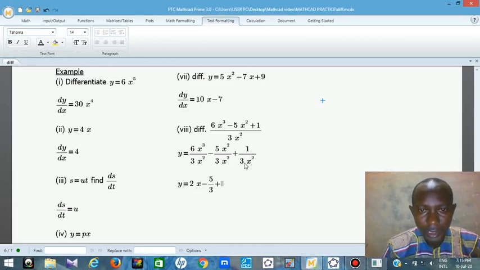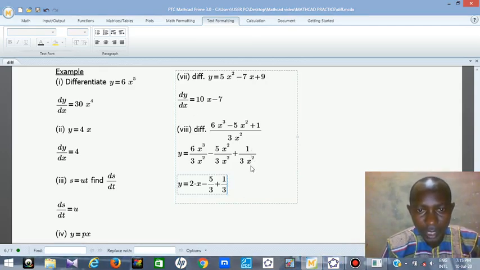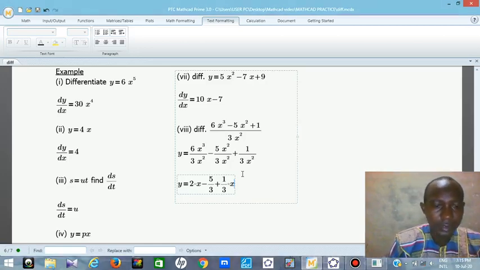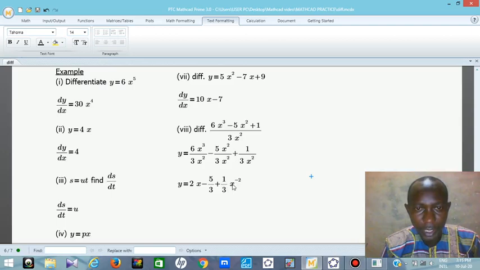So with this knowledge, 3 is already in the denominator here, so you just put your 1 over 3. Then you also have 1 over x squared. This 1 over x squared is going to be x raised to the power minus 2. So take note of that. It will be easier for us to differentiate this now. x raised to the power minus 2, you can differentiate it easily now.